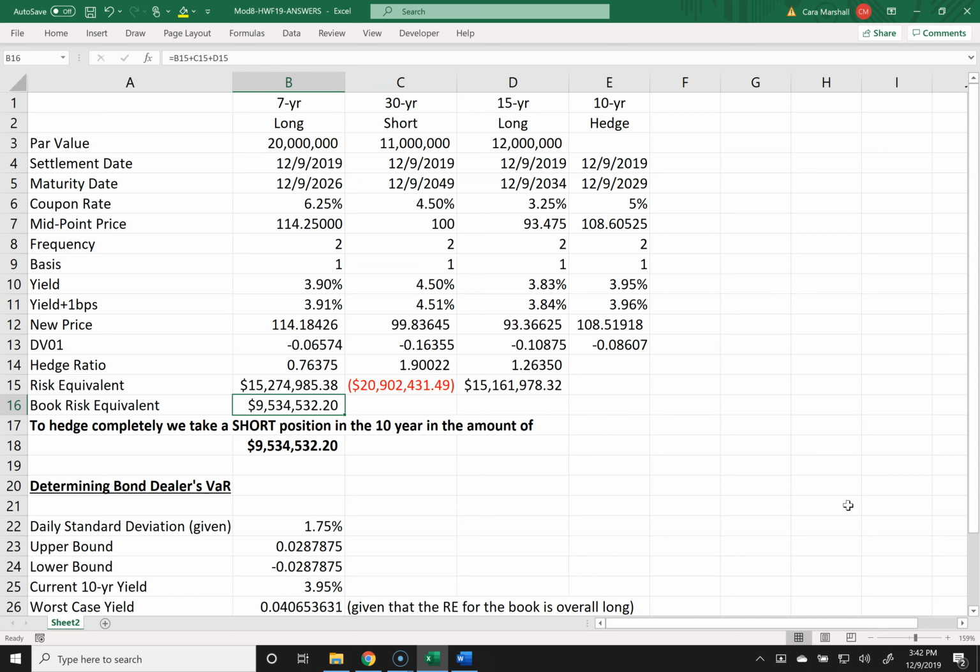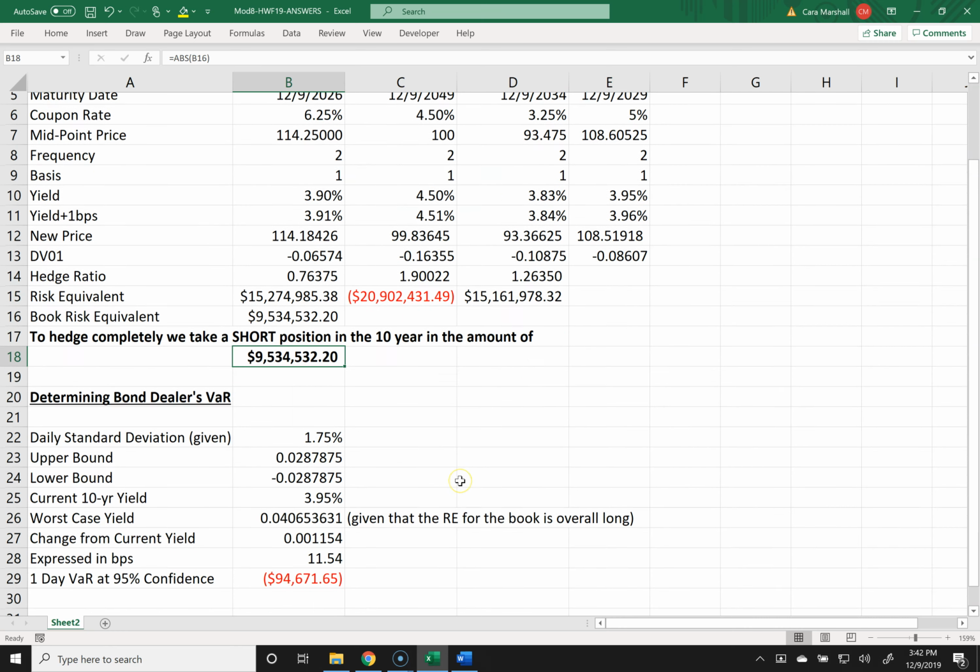So it turns out in this case, the book is long 9.5 million roughly, right? So we're long. And so to hedge, we would have to take a short position in the 10-year in that same amount.